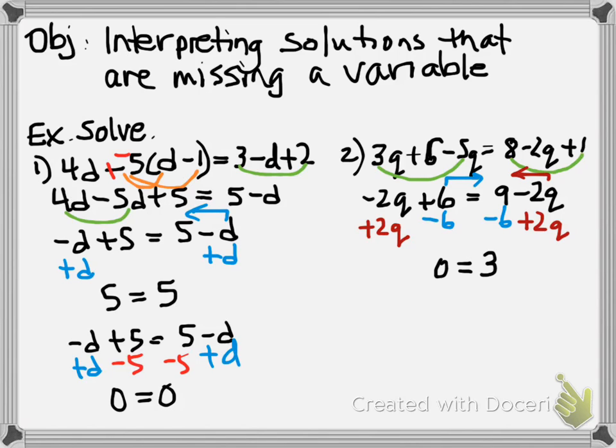So let's go back. Looking at example 1, what do you think the answer would be when we get 5 equals 5 or 0 equals 0? Justin? 1. Okay. The number 1 would work. So if I plugged 1 in, I get 4, 1 take away 1 is 0, 5 times 0 is 0, so 4, and over here I get 3, take away 1 is 2, 2 plus 2 is 4. I got 4 equals 4, so yeah, 1 works, okay? But is 1 the only answer that works?